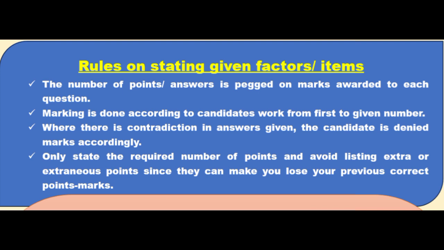Where there is contradiction in answers given, the candidate is denied marks accordingly. That is self-explanatory. For example, we are saying state 2 properties of a good thermometric liquid. Properties of a good thermometric liquid. Then you say number 1 should have a high boiling point. Number 2 should have a low boiling point.